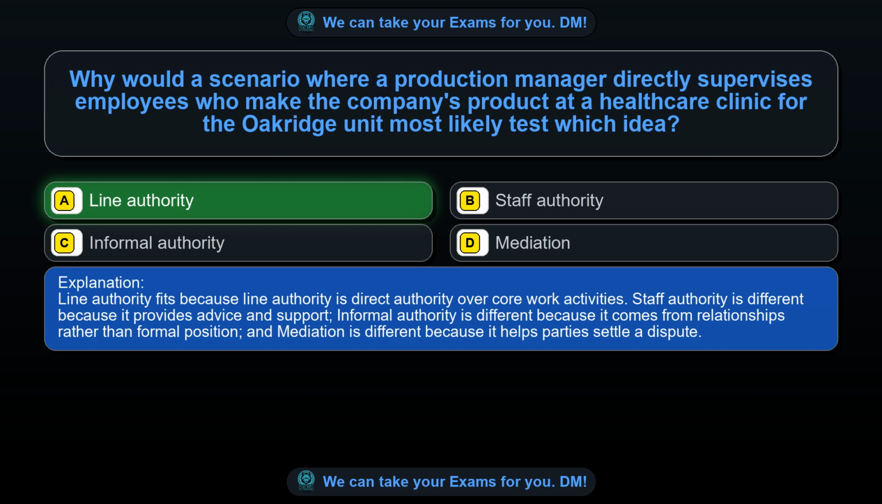Line authority fits because line authority is direct authority over core work activities. Staff authority is different because it provides advice and support. Informal authority is different because it comes from relationships rather than formal position, and mediation is different because it helps parties settle a dispute. Question 30.